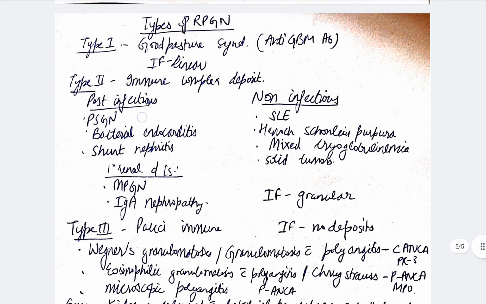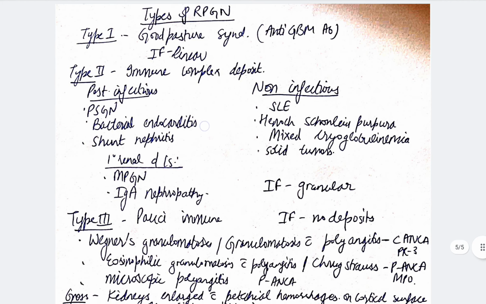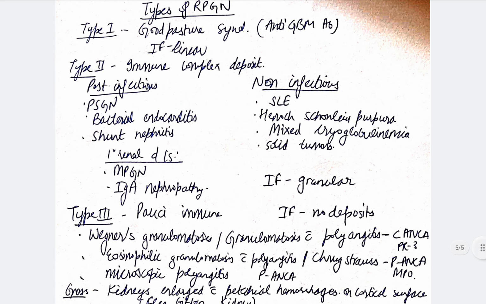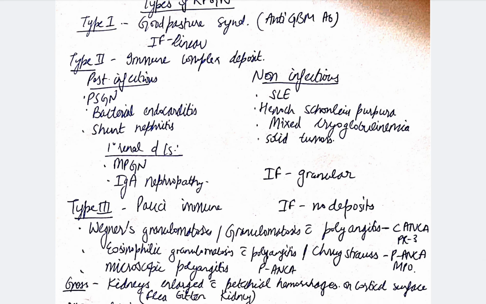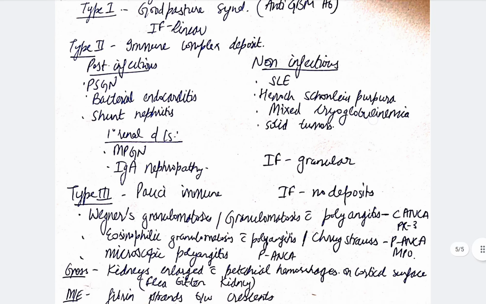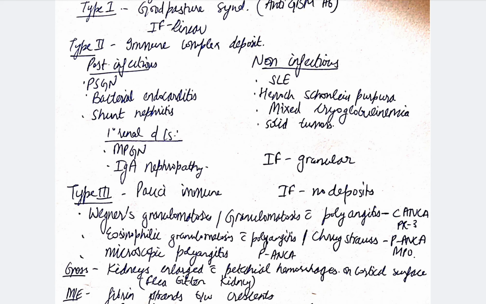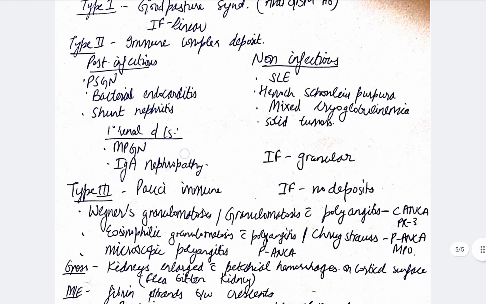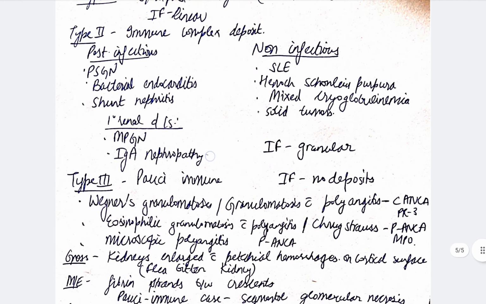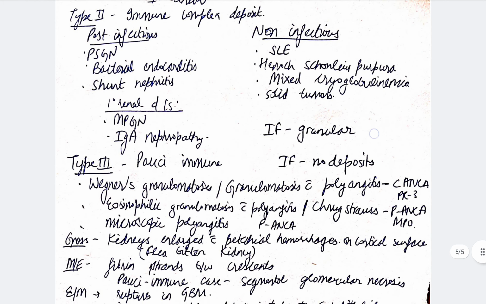In post-infectious cases come PSGN, bacterial endocarditis, shunt nephritis. Non-infectious are SLE, Henoch-Schonlein, cryoglobulinemia, and solid tumors. And primary renal diseases, membranoproliferative and IgA nephropathy. Basically, immune complexes can be due to infections, tumors, SLE, and other renal diseases, and the immunofluorescence will be granular here.